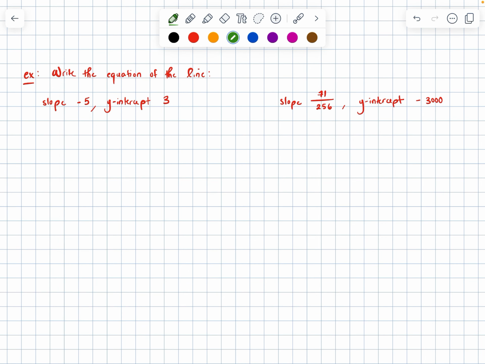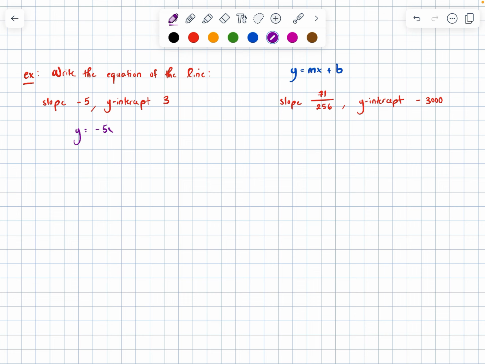But I can also take this idea, of course, and work in reverse. Let's say that I want to write the equation of the line with a set slope and a set y-intercept. Well, remember, if I have my y equals mx plus b form, where m is my slope and b is my y-intercept, all I need to do is slot into that general form.